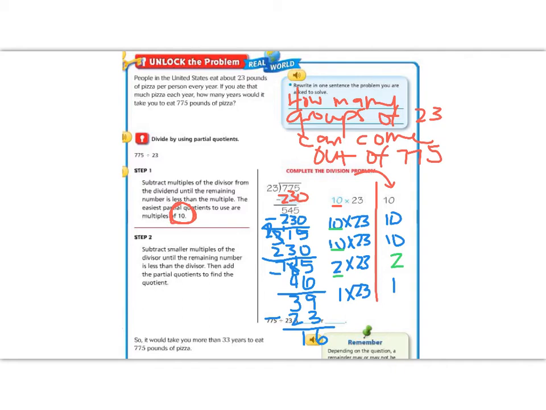So now I know you're thinking, okay, I have a remainder, but where is my answer? Well, if you remember at the very beginning, I said that we're writing all these numbers on the right so that when we get to the end, we're going to add them together, and that will be our quotient. So if we add 10 plus 10 plus 10 is 30, plus 2 plus 1 is 33. So our quotient is 33. So it would take us 33 years to eat 775 pounds of pizza.